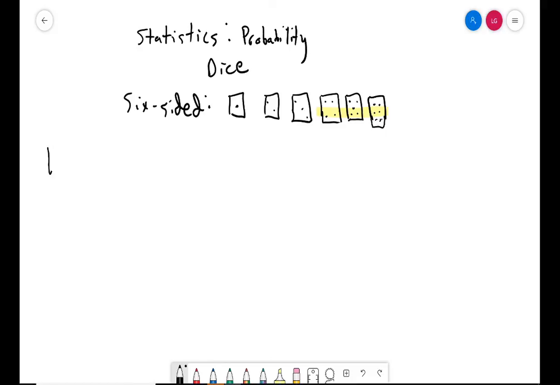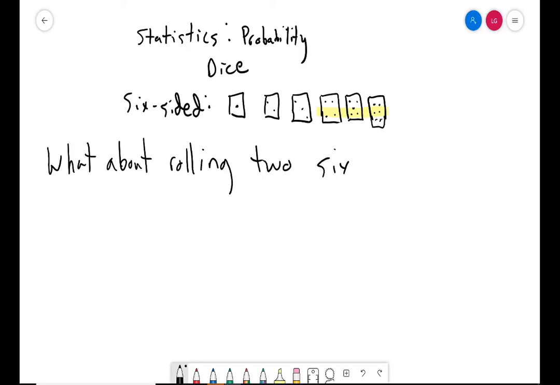Now, what about rolling 2 6-sided dice? Sometimes you'll see the word die for a singular. I use dice in both cases.